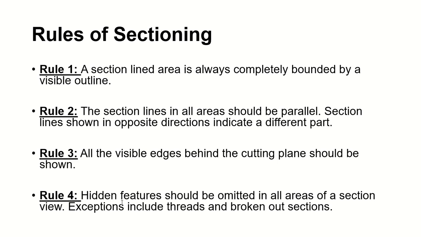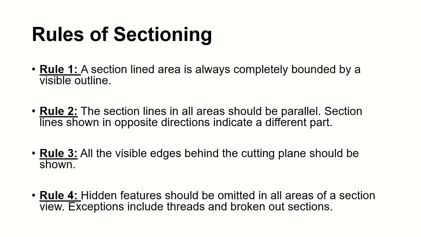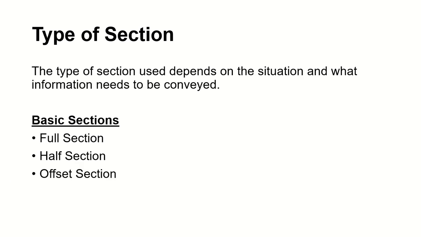Rule number 4 is that hidden features should be omitted in all areas of a section view. The exceptions are threads and broken out sections. So this rule is telling you that you have to omit hidden features in all areas of your section view. If you have your section view, you will get rid of your hidden features. It's there, but we will be omitting it when we draw the sections.